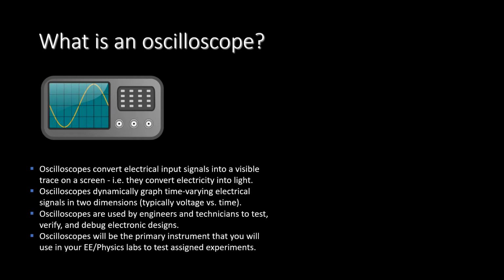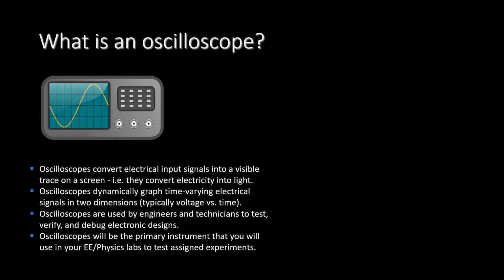Oscilloscopes are electronic instruments that convert electrical signals into a visible trace on a screen display. In other words, they convert electricity into light. These instruments dynamically graph time-varying electrical signals into two dimensions. On the y-axis or vertical axis of the scope, display voltage is plotted, while time is plotted on the x or horizontal axis. The resultant voltage versus time plot shows a picture of the input signal and is usually referred to as a waveform.